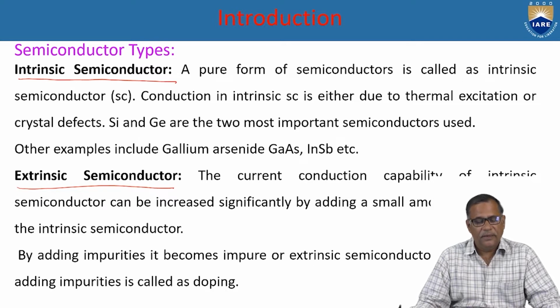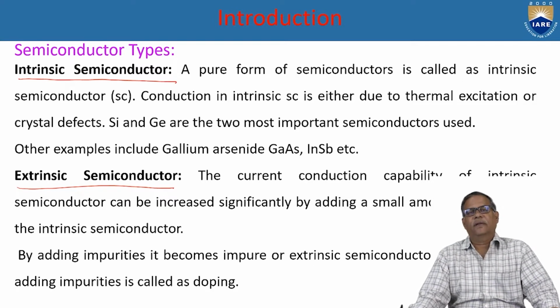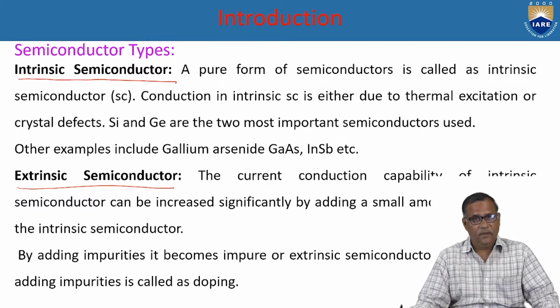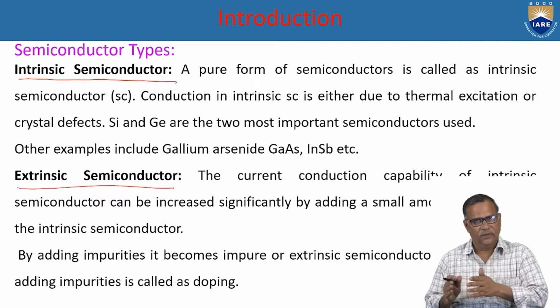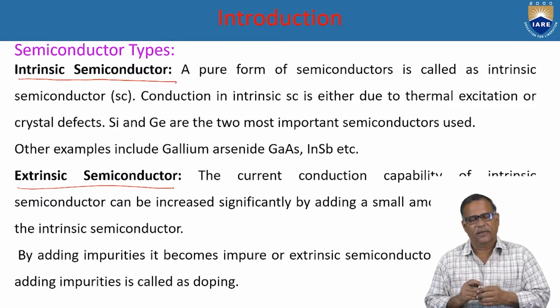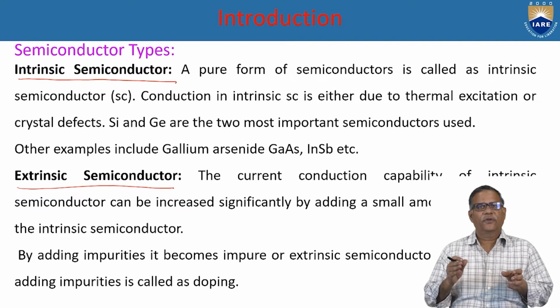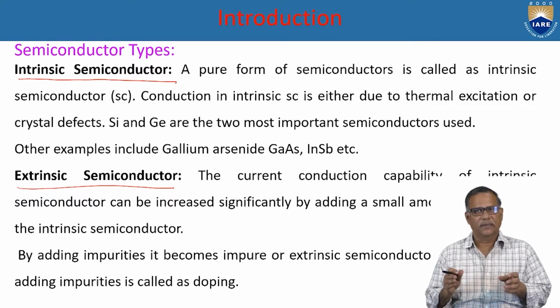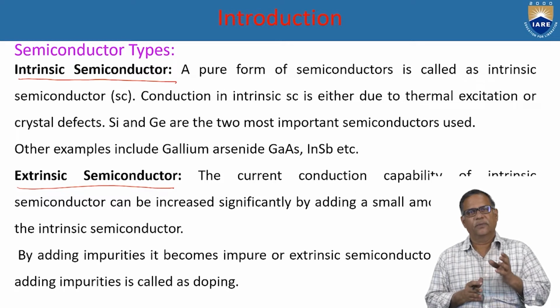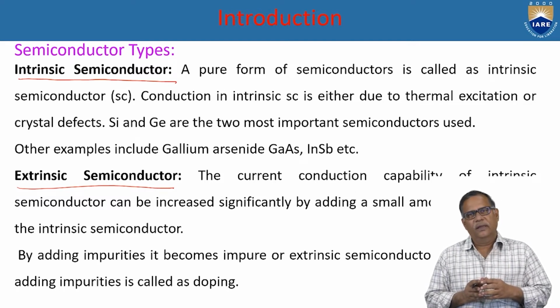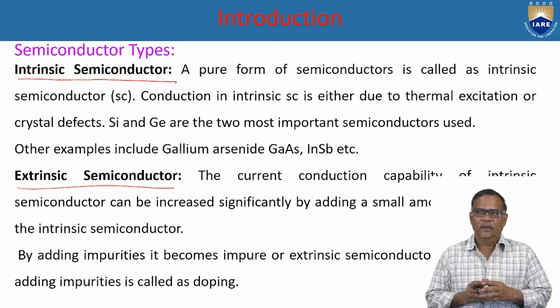In an intrinsic semiconductor, the number of electrons is equal to the number of holes. There are two types of charge carriers in semiconductors: holes and electrons. A hole is a positive charge carrier and an electron is a negative charge carrier, and the number of holes is equal to the number of electrons in an intrinsic semiconductor. So what is an intrinsic semiconductor? It is the purest form of semiconductor where the number of holes is equal to the number of electrons. Conduction can take place in an intrinsic semiconductor either due to thermal excitation or due to crystal defects.